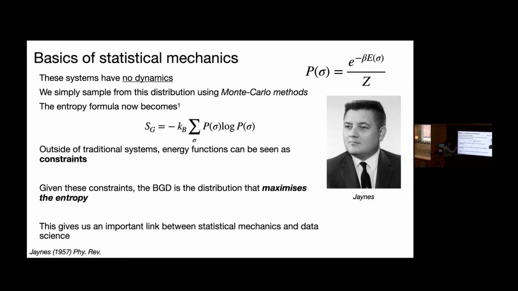And what he basically said is that these energy functions for more general systems don't have to just be seen as physical energy, but can just be seen as constraints on your system. Now, what this means is that the Boltzmann-Gibbs distribution is the distribution that maximizes the entropy given these constraints. So what that means is if we want to find the distribution that matches our data but makes no other assumptions, this is the best distribution to take. And it also allows you to use lots of the theory that had already been developed in statistical mechanics to now model data and develop techniques in data science.